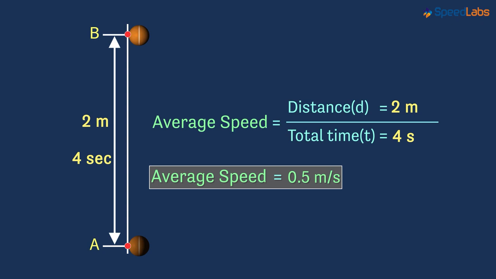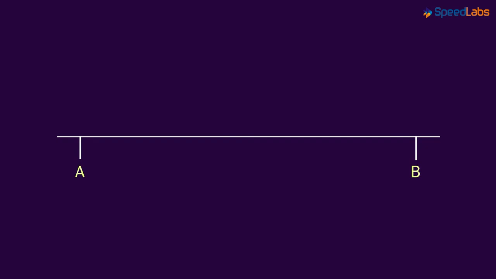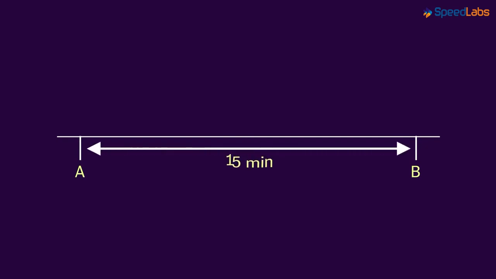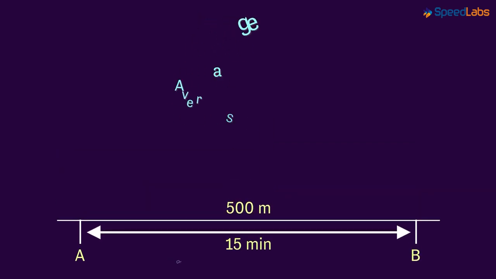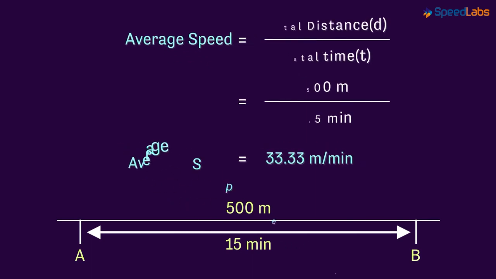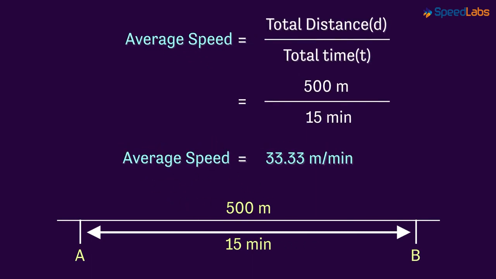But in which situations would we want to know the average speed? Suppose you have to reach point B from point A in 15 minutes, and the only way to reach there is by foot. You know the total distance that you have to travel to reach B. It is 500 meters. So at what minimum average speed should you move in order to reach the destination on time? This is the minimum average speed that you should move at. This is just one of the many examples where we need to know the average speed of an object.